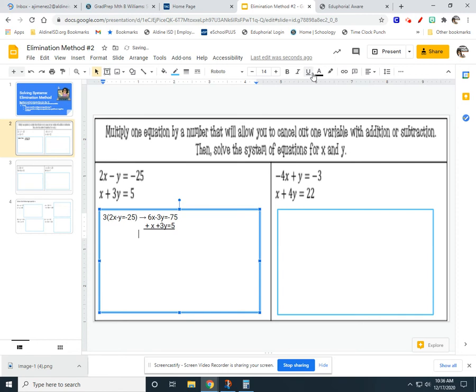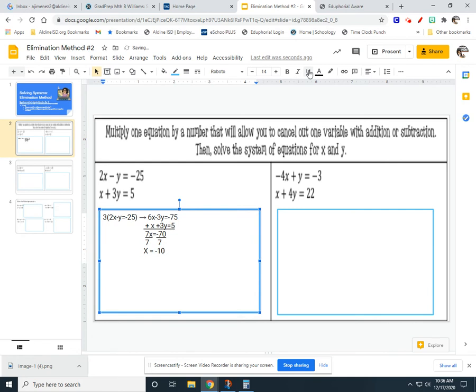And then tab over. 6 plus 1 is going to be 7, so 7x. The 3y's are going to cancel out because one's negative, one's positive. And then negative 75 plus 5 is going to be negative 70. All right, my next step is now I'm going to underline to show that I'm going to divide everybody by the number in front of the x, which is 7. We're going to press enter here, tab over, and then space. We're doing 7, space 7. Press enter, tab over. x will equal negative 10.